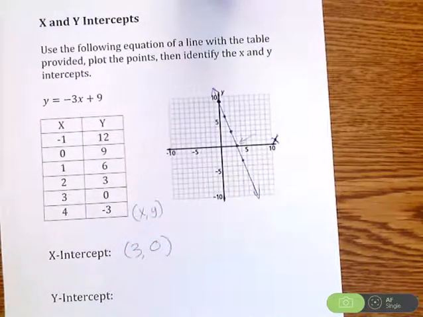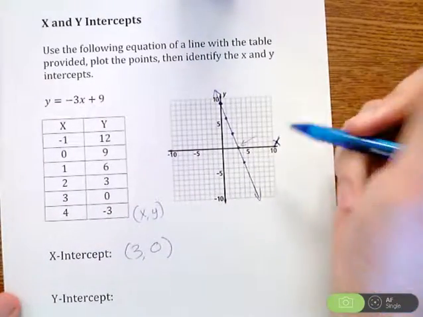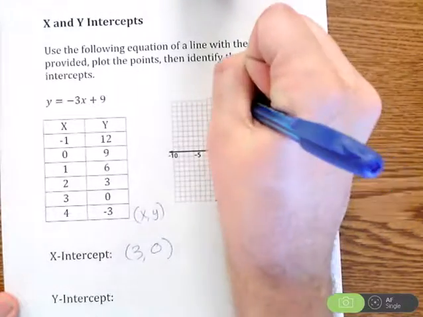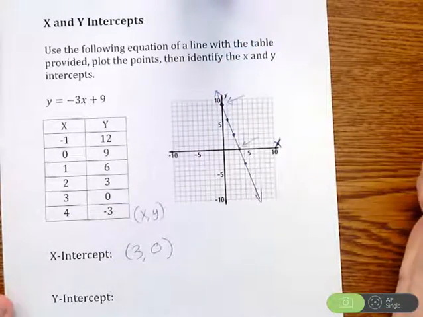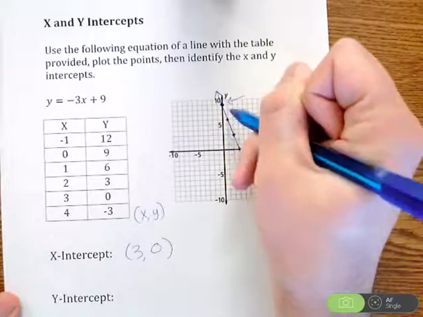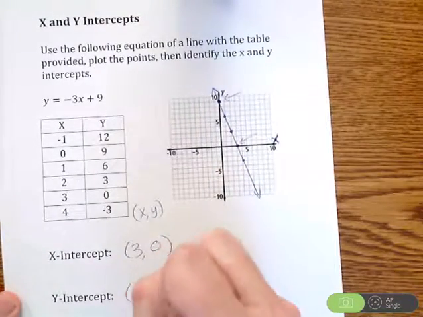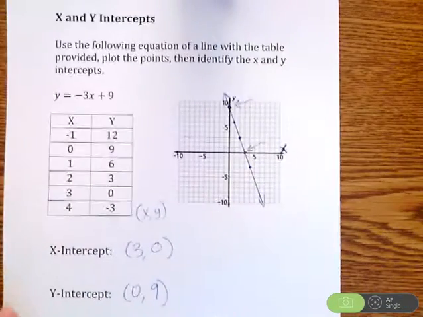So 3, 0. The y-intercept is just where our line crosses the y-axis, which happens all the way up here. So the x, y coordinate there, x is 0, and y is 9. So those are my x and y intercepts.